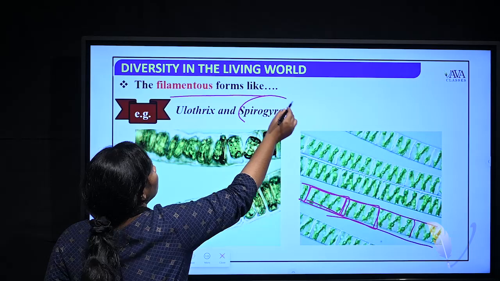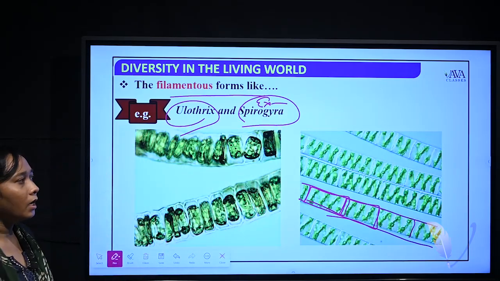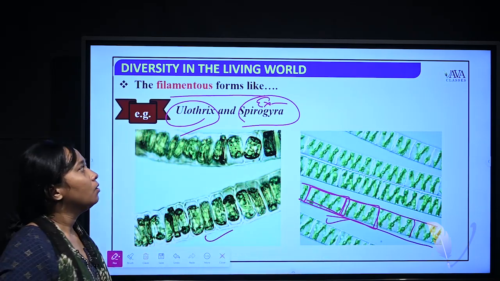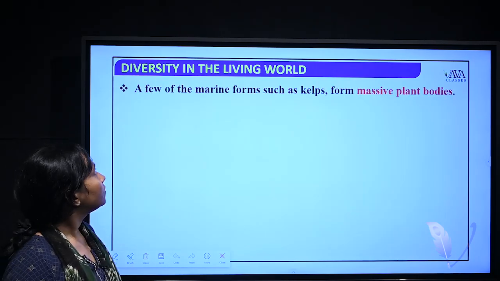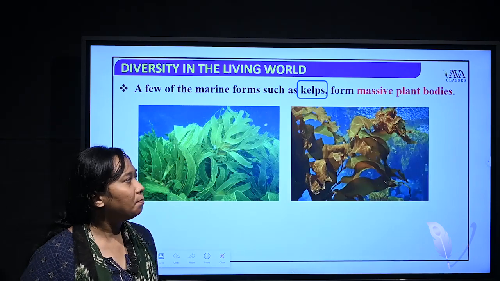For example, your Spirogyra, Ulothrix. Okay, Ulothrix, Spirogyra. Clear? So filamentous forms of algae are also present. A few of the marine forms such as kelps form massive plant bodies.